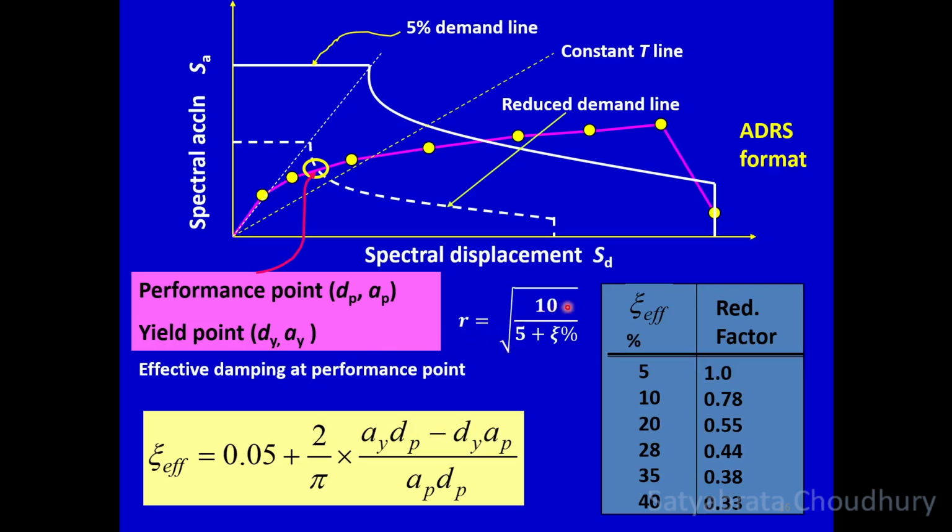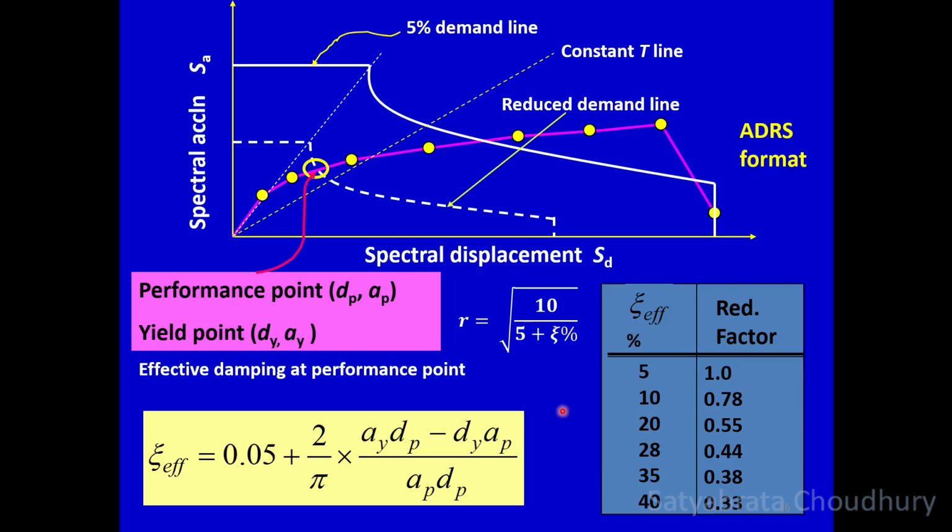So you know the reduction factor given by the formula we have discussed, where xi is the total damping you have calculated, xi m plus xi h. If you put all the expressions of the previous slides, you get this effective damping given material damping, which is 0.05 for concrete, and this expression which involves only ay, dy, ap, dp, which we have already calculated. So this gives the effective damping, and again these are given numerically here. At 5% no damage because of the elastic condition, so reduction factor is 1. 10% is 0.78, 20% is 0.55, and so on for other cases given.